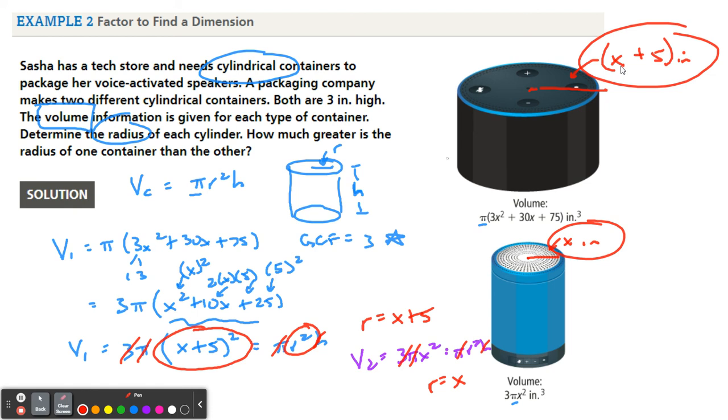And how much greater is the one than the other? Well, the one has the plus 5, so it is 5 inches greater. So again, when it comes to your geometry applications, when you're looking for these squares, think perfect square trinomial.